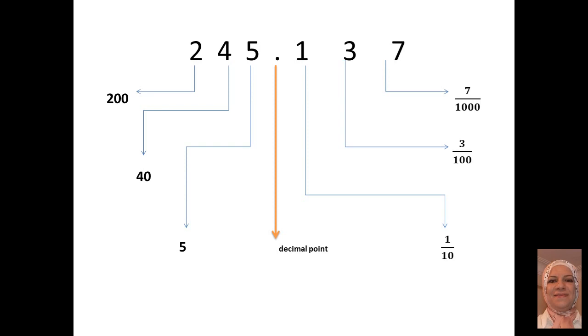Which is smaller? 3 out of 100, because you have just 3 parts out of a whole 100, which is much smaller, very very small, than 7 thousandths.